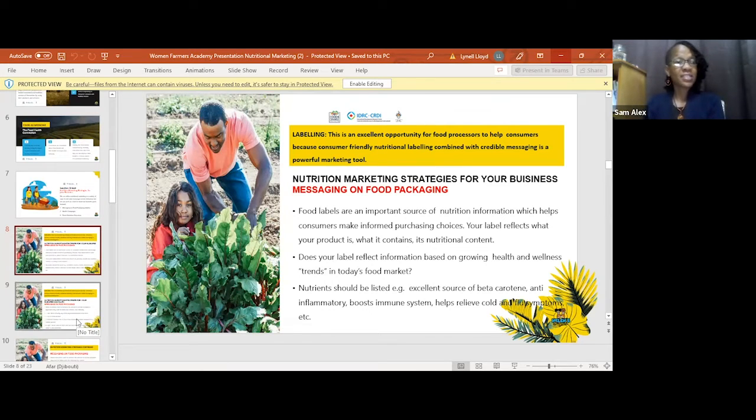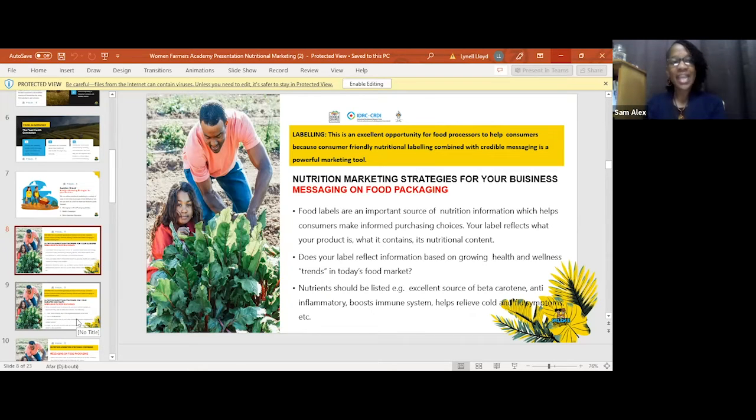Some persons sell juices, some persons sell flowers, some persons sell different types of breadfruit cake, or whatever it is that you may make from your products to sell. Okay, so labeling is an excellent opportunity for food processors to help consumers. Consumer-friendly nutritional labeling combined with credible messaging is a powerful marketing tool.